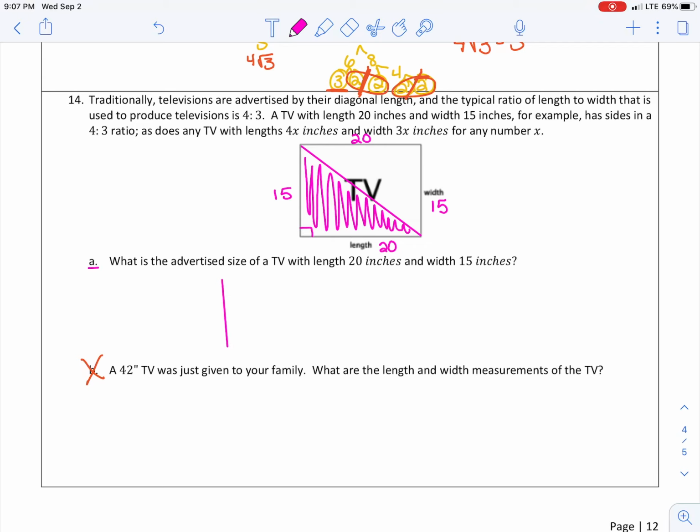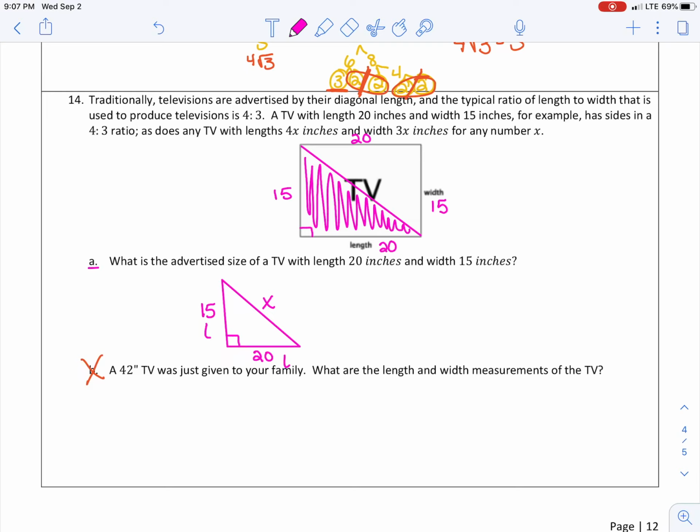Oops. Learning new things with my iPad here. It actually makes the line straight for you. There we go. So we have a right triangle. We have a side length of 15 and a side length of 20, and we want to know what that diagonal is going to be. So we can use the Pythagorean theorem.